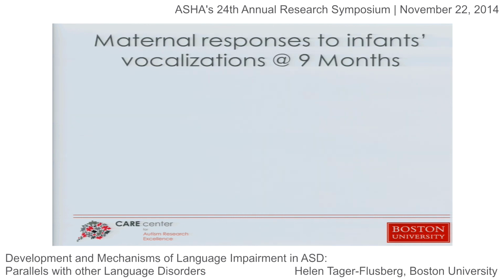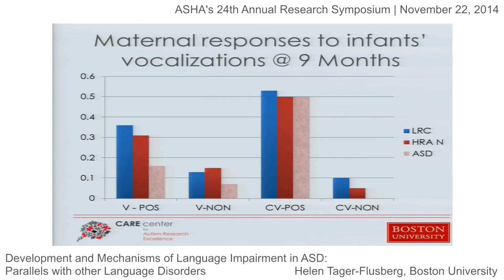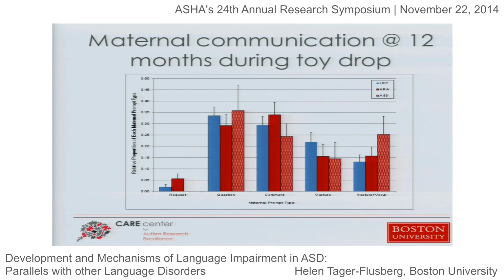So this is looking at maternal responses to infant vocalizations at 9 months. And suffice it to say, all three groups are doing exactly what they're supposed to be doing, okay? They're responding positively. They're giving much more reinforcing feedback when the baby produces a lovely consonant vowel syllable than when they're just doing vowels. And so we see no group differences. The moms are all doing the right thing. This is during the toy drop.